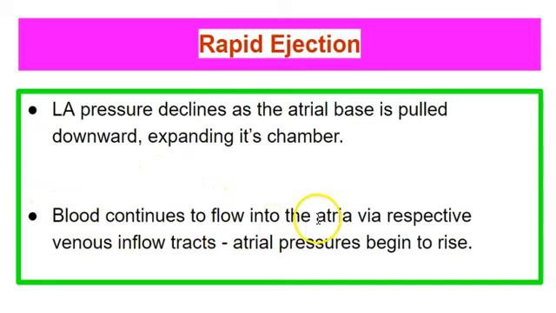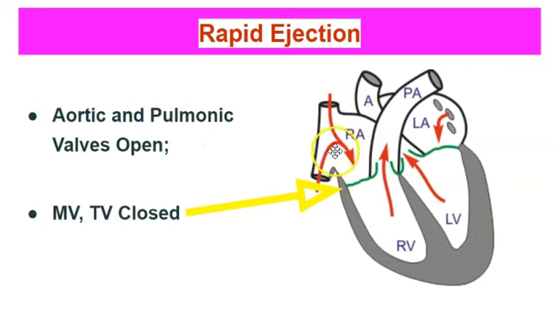Blood continues to flow into the atria via the respective venous inflow tracts, and atrial pressures begin to rise. So the blood is always flowing into the atria, either through the vena cava or the coronary sinus, with its thebesian valve, or through the pulmonary veins. It's always going to be flowing through here. That process is always taking place, though it is affected by the pressure changes as this cycle takes place.